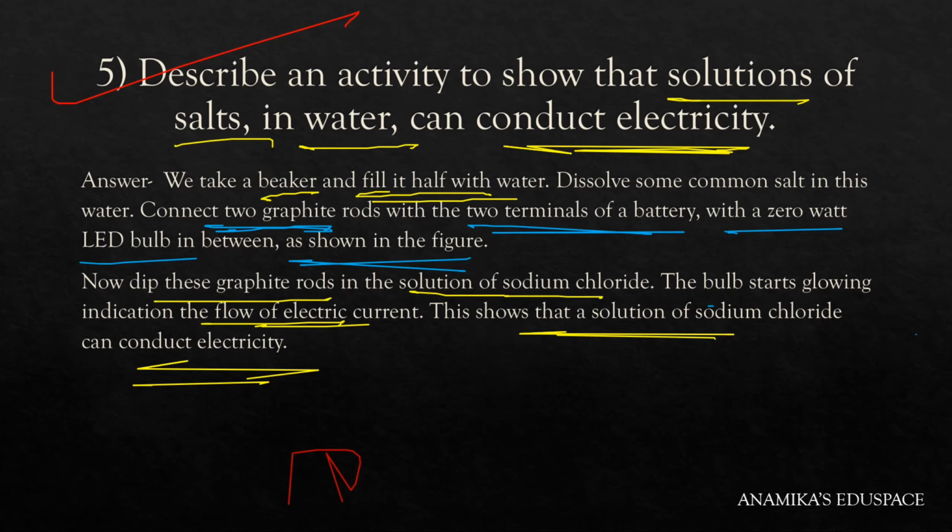Clear, students? So we have completed all the questions and answers of chapter 4 of class 7.